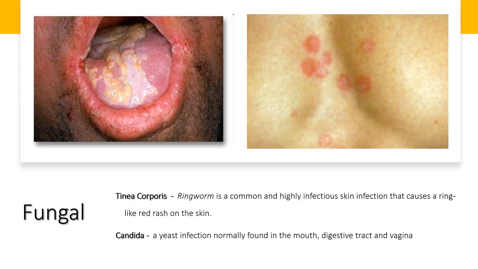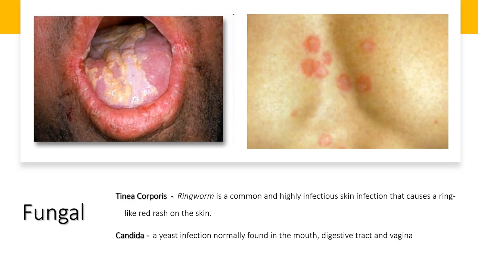Fungal infections are Tinea corporis and Candida. Tinea corporis is the Latin name for ringworm, and it's a very common, highly infectious skin infection that causes a sort of ring-like red rash on the skin. It's often picked up out in the countryside from wooden gates and posts, and horse riders seem to pick up fungal infections of ringworm quite a lot. But it is extremely contagious, and certainly if you were doing a treatment, you wouldn't want a client coming for a treatment with ringworm.